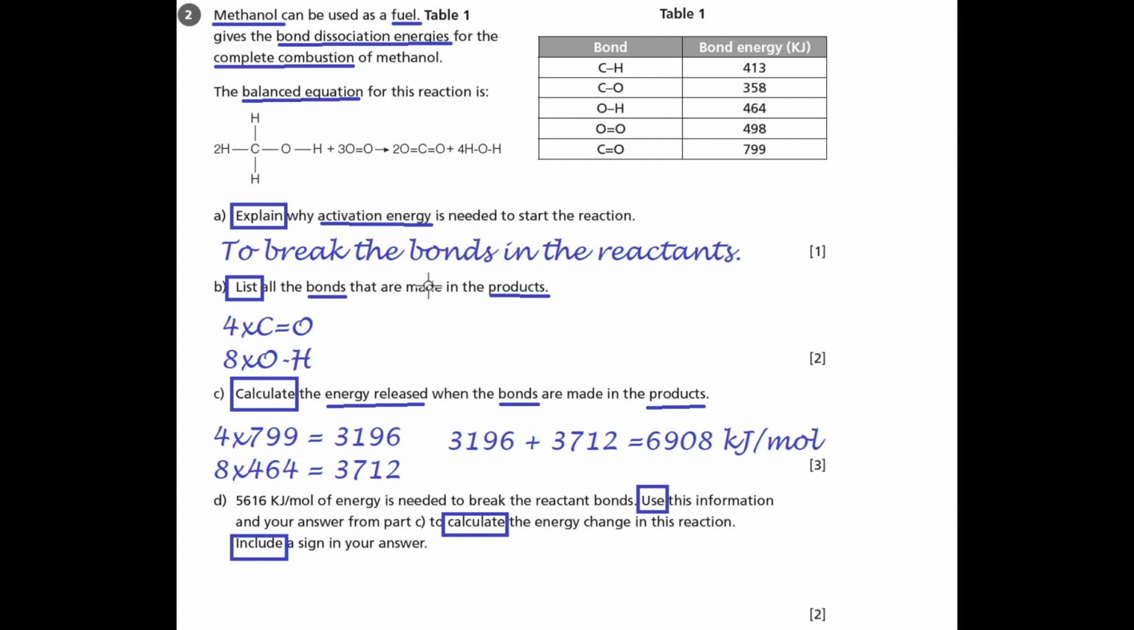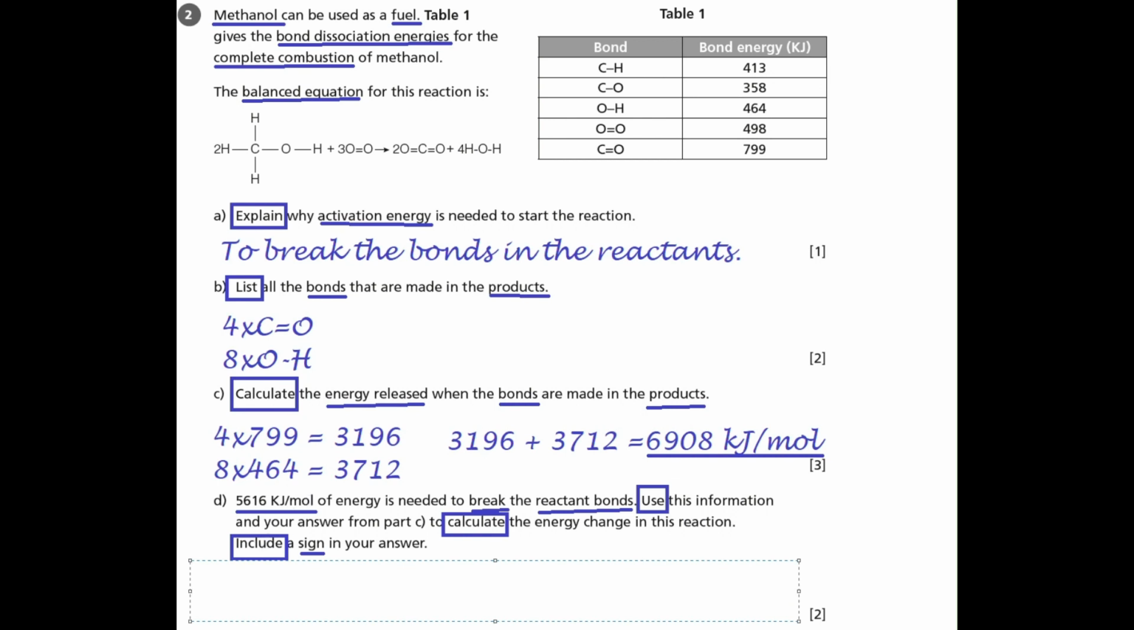So what key information have we been given? We've been told that 5,616 kilojoules per mole of energy is needed to break the reactant bonds. So that's the energy that we need to pop in. And we've also been told to use our answer, which I'm just underlining here, from part C. And we need to include the sign in our answer. Now, because this is a combustion reaction, the overall energy change must have a negative value because it has to be exothermic because it is a combustion reaction.